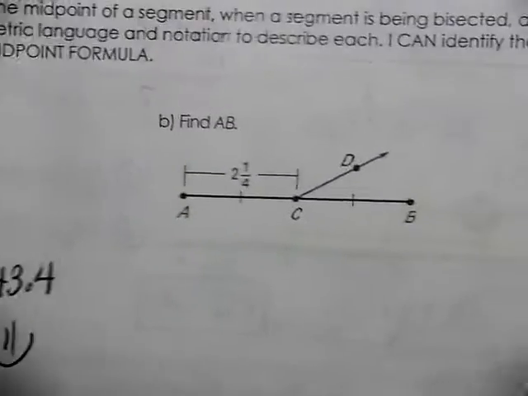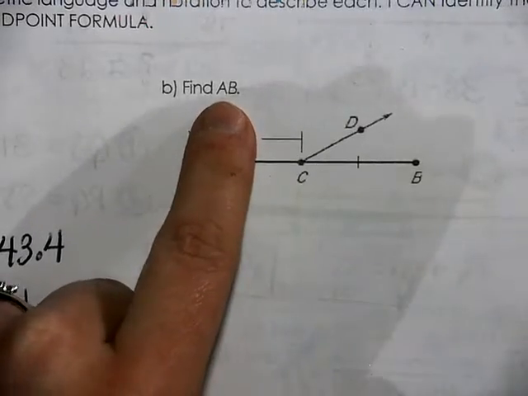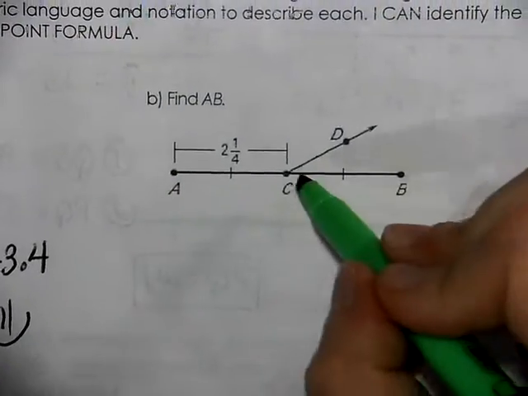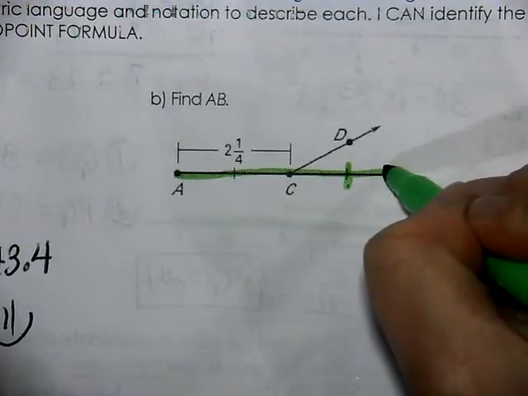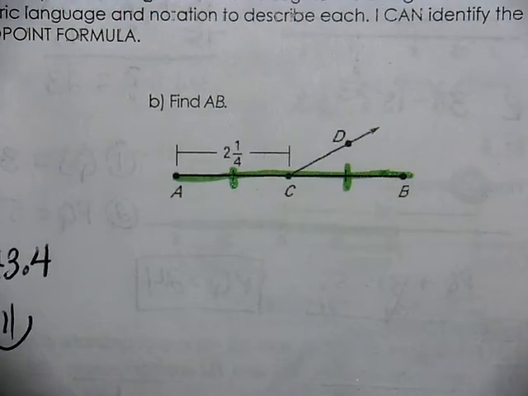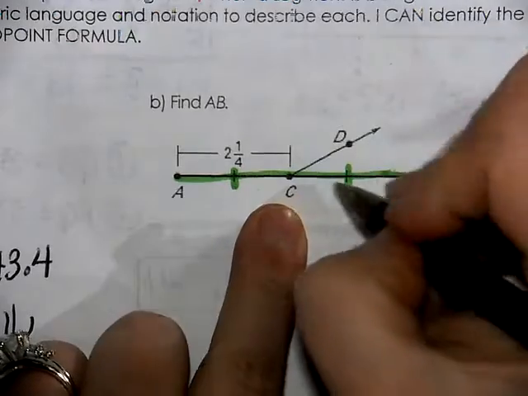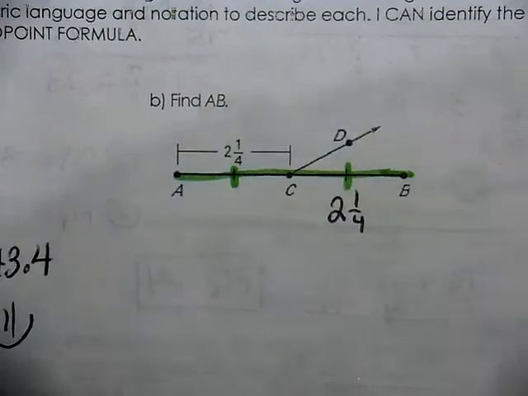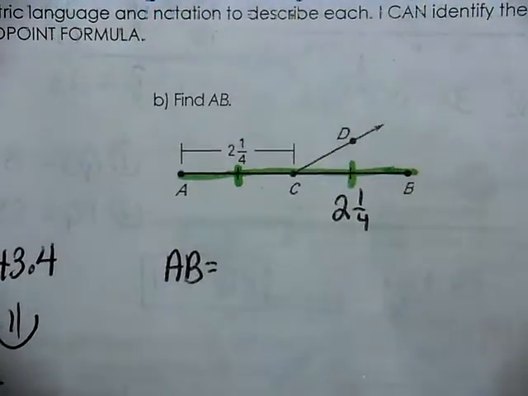All right, let's go ahead and look at letter B. For letter B, it says find the length of segment AB. We have the same exact picture, only this time it's being bisected by a ray. That's okay. We know the information that we really need, and that is these tick marks indicating that C is the midpoint. So from A to C is 2 1/4. C to B must be 2 1/4 as well. You can solve this by adding the two mixed fractions together to find AB, or you can times it by 2.